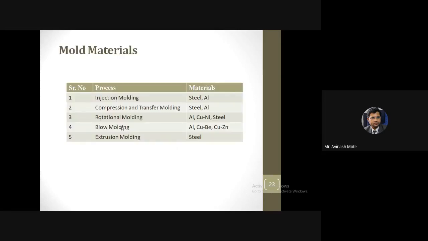And then some molding materials: mostly preferred are steel and aluminum. I told you, mostly preferred is steel because of the melting point. Aluminum you can also go for, because aluminum will give you a good surface finish and less cost, but the melting temperature is less. So if you are going for a higher temperature range, prefer steel rather than aluminum. But the general category is steel and aluminum for each kind of molding process.